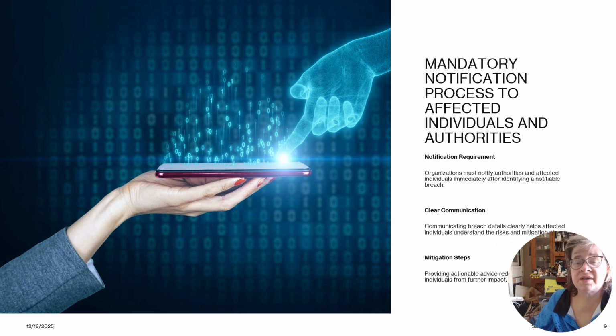Once a breach is assessed as notifiable, organisations must promptly notify the OAIC and the affected individuals, providing clear information about the breach and steps to mitigate harm.